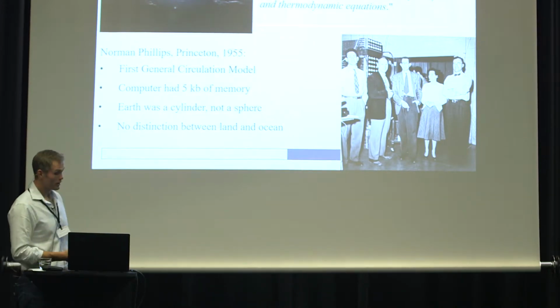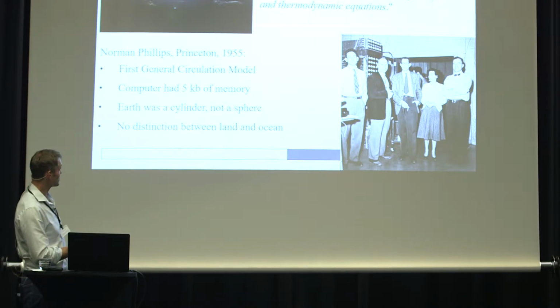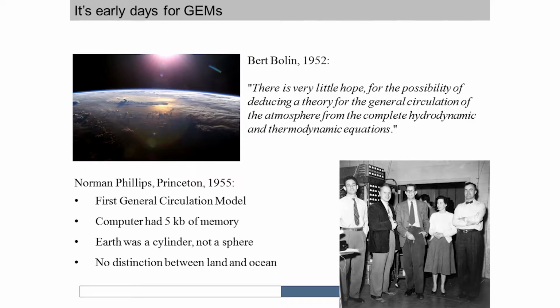I think that we are, in this concept of general ecosystem models, in a similar position to where the climate modelers were back in the 1950s. There was a lot of skepticism about whether or not there ever would be a general climate model. Bert Bolin, who went on to become the chairman of the Intergovernmental Panel on Climate Change, basically said there's very little hope for us ever building such models.